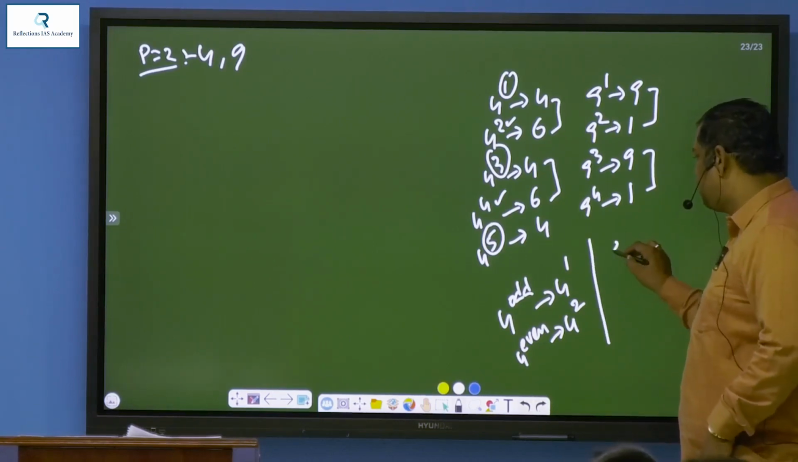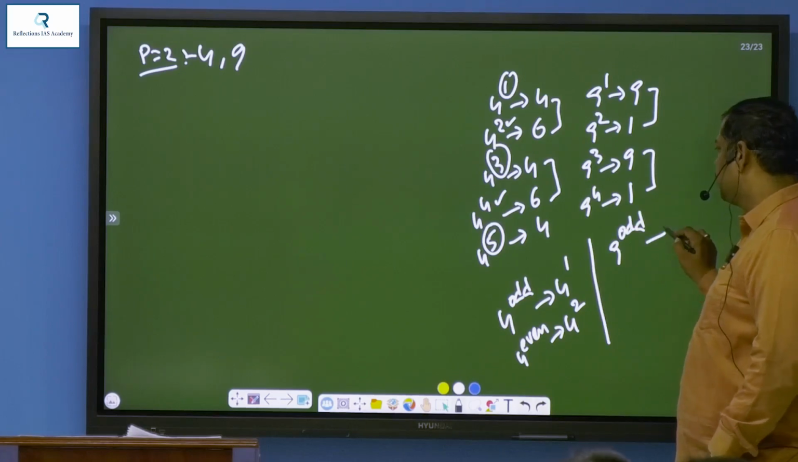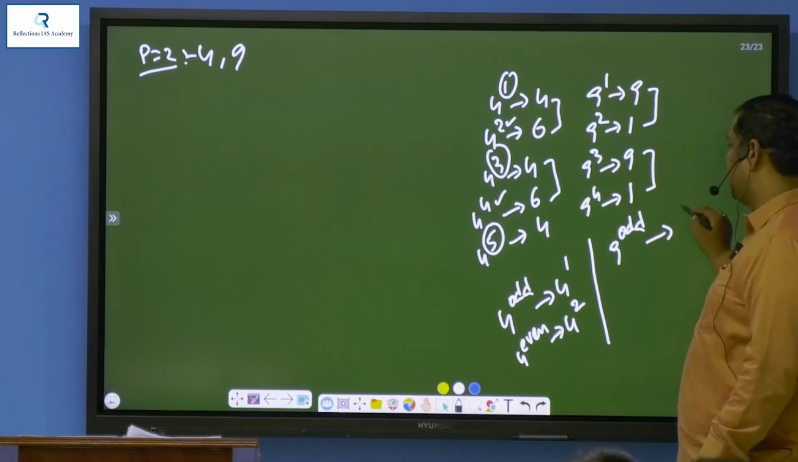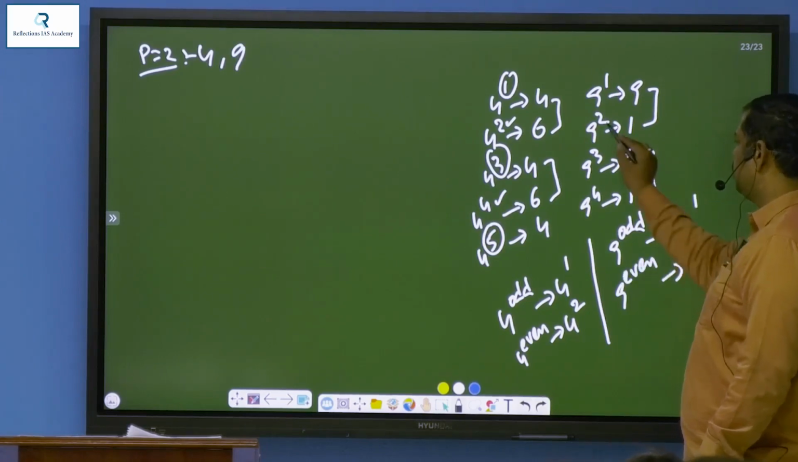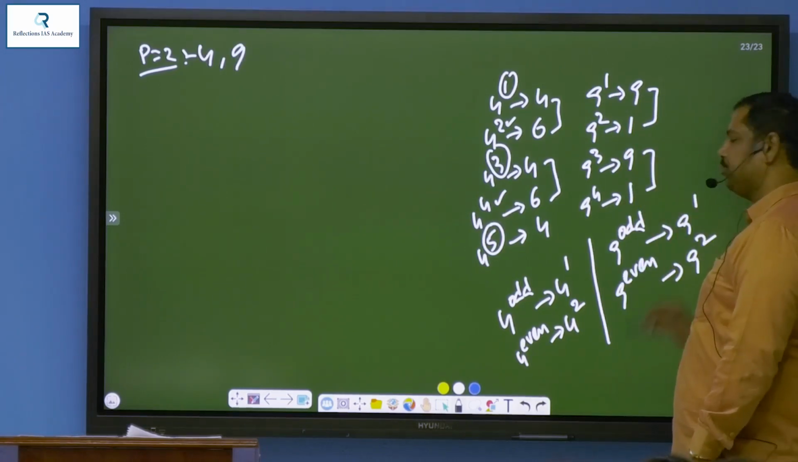Same to same, verify 9 power odd. How much are you getting? 1, 3, 9. That is 9 power 1. 9 power even, what are you getting? 2, 4. 1 only, means 9 square.